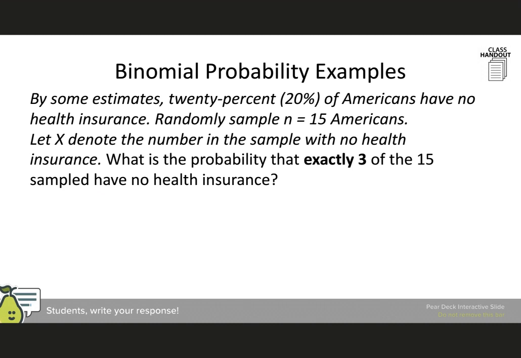All right, so here's some more examples. So first writing in terms of x, exactly 3. Exactly is an equal sign. N in this case is 15. P in this case is 20%, so 0.20. And K in this case is going to be 3.